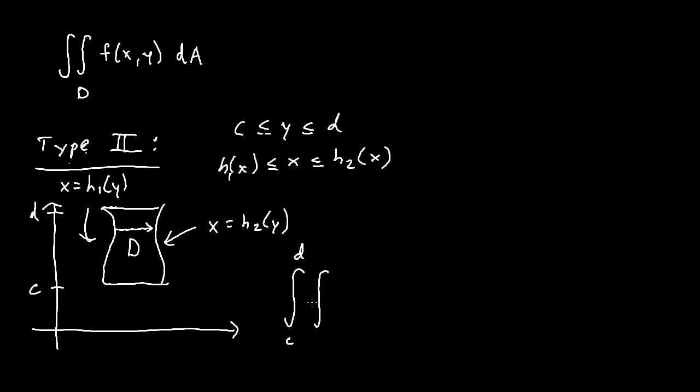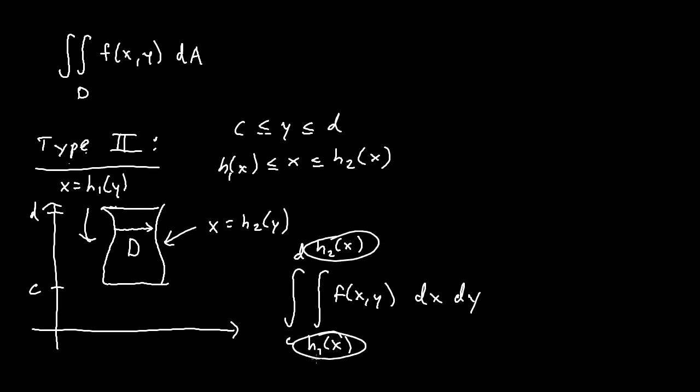So for the double integral, the outer one is from c to d, and the inner one from h1 of y to h2 of y, once again of some multivariable function f of x, y. Since the x bounds are on the inner integral, I'll write dx first, and then dy on the outer integral. So once again, the bounds that have the variables are always going to be on the inner integral, and the bounds that have the constants on the outer integral.